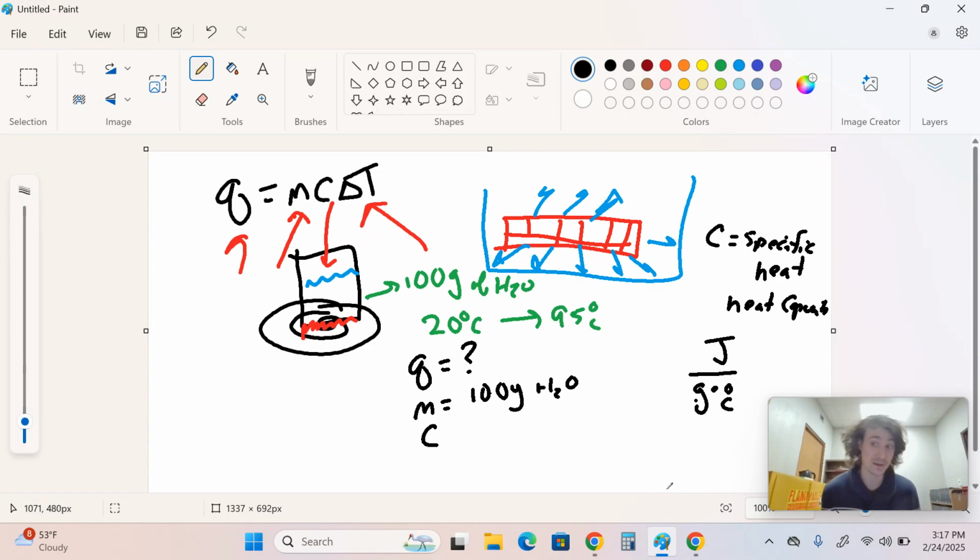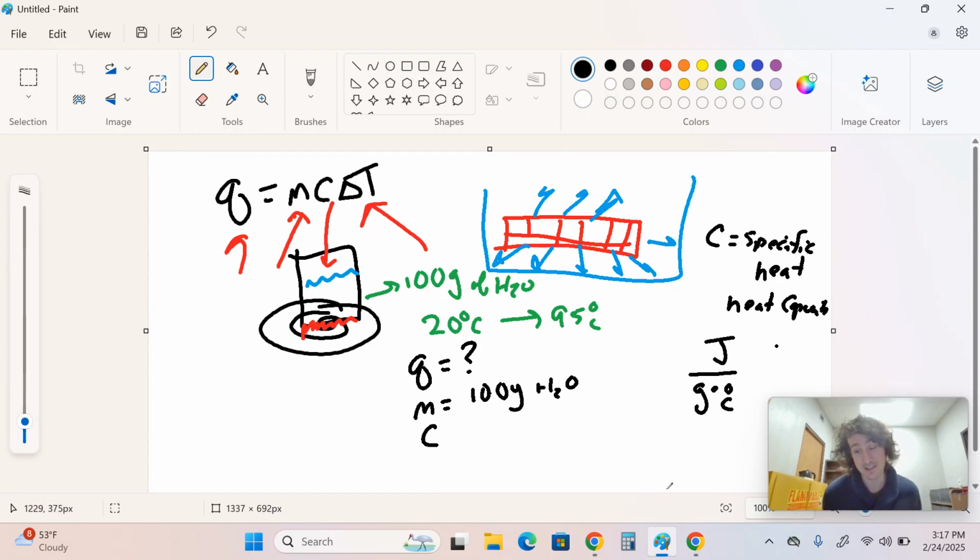It could be water, it could be gold, it could be hydrogen, it could be nitrogen, it could be plastic, it could be anything, right? This is an intrinsic property of any given substance, that it has a specific heat. So how many joules does it take to heat 1 gram of the substance 1 degree Celsius?